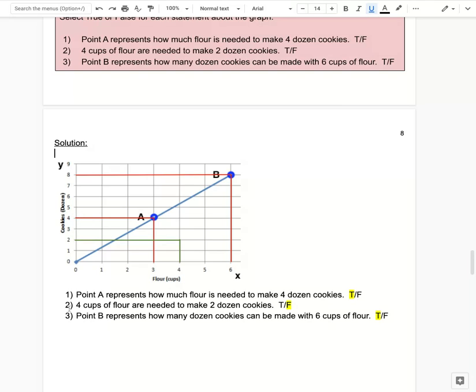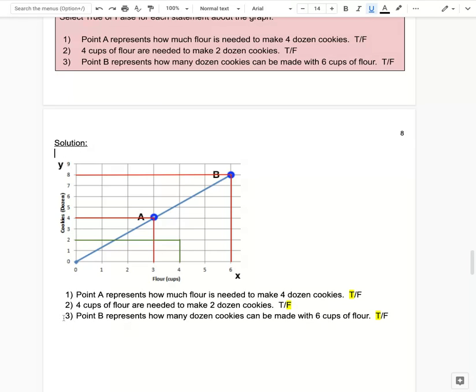Statement 2, 4 cups of flour are needed to make 2 dozen cookies. So I started at 4 cups of flour, and I went up, and it says 4 cups are needed to make 2 dozen cookies, and I came over from the 2. So right there, this is where they cross, where they intersect. And this is not on the line, so this statement is false.